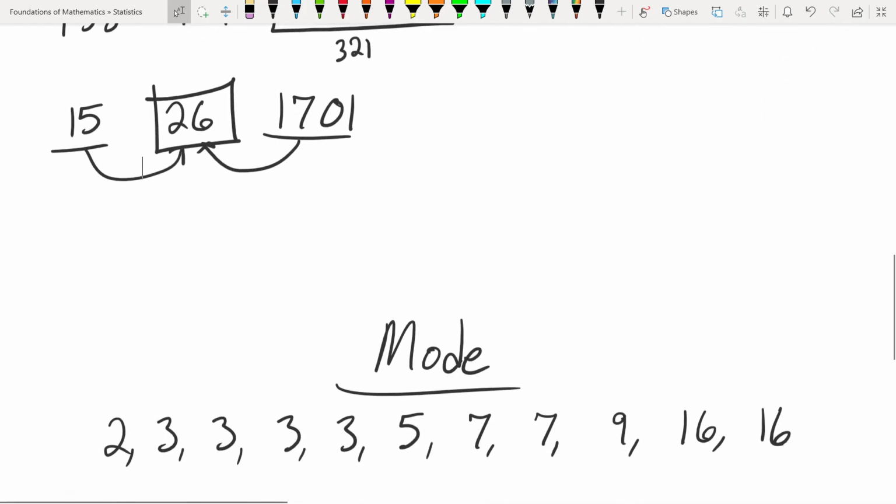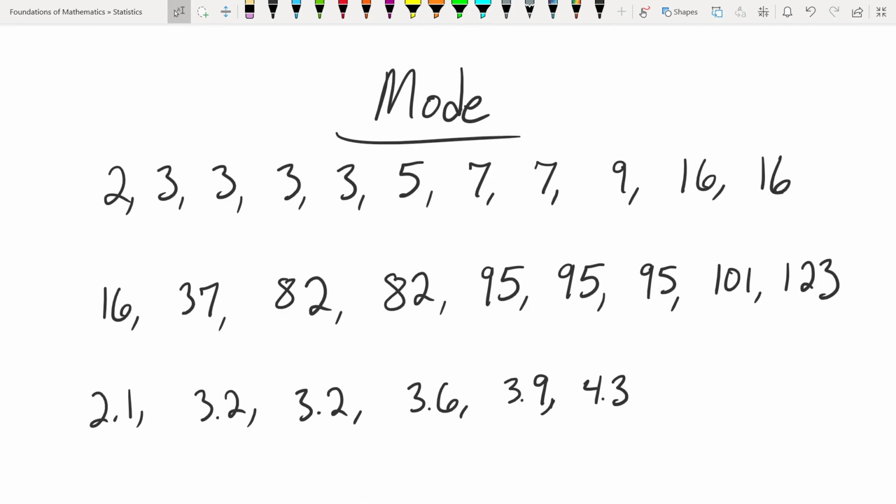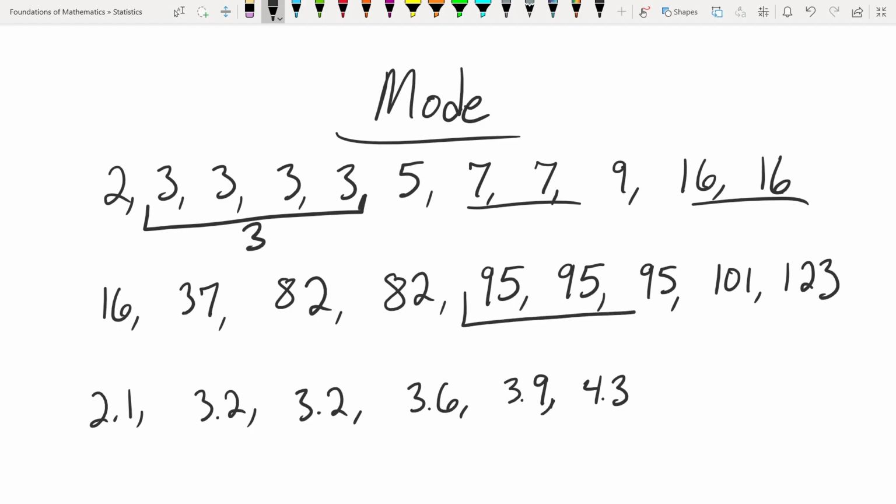But when you have what's considered a frequency distribution, like how often something happens, that's where mode shines the best. You can see in this first set here, 3 would be the mode because 3 appears the most, 4 times. 7 and 16 appeared twice each, but 3 is 4 times, which is far greater. In the next set, the mode is going to be 95. That appears the most. And the last one, 3.2, is the mode.